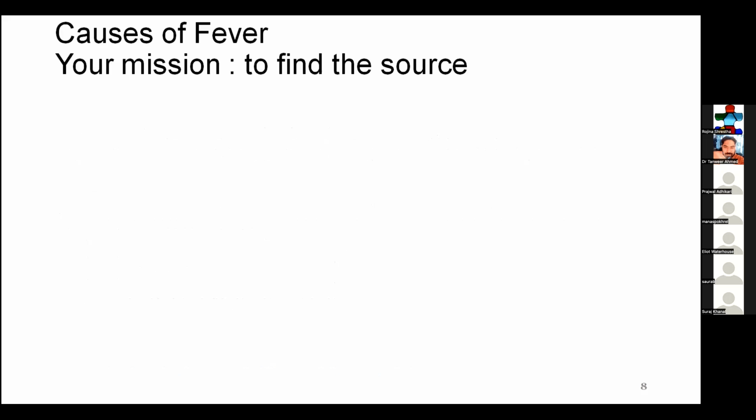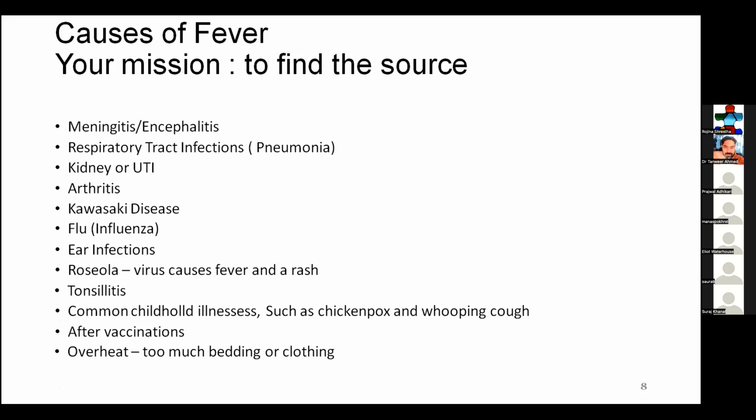And the causes of fever: as a doctor our mission will be to find out the source of the fever. It may be meningitis or encephalitis, respiratory infection like pneumonia, kidney infection or urinary tract infection, some arthritis, Kawasaki disease, flu like viral influenza, ear infection, rubella or a viral cause of fever with a rash, tonsillitis, common childhood illnesses such as chickenpox and whooping cough. Also after vaccination in pediatric groups, and overheating like too much bedding or clothing. So these are basically the causes of fever. But as any doctor we have to look for the dangerous causes above, like meningitis, encephalitis, respiratory tract infections, some UTI, and Kawasaki disease.